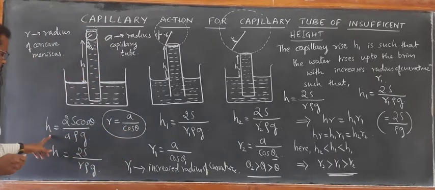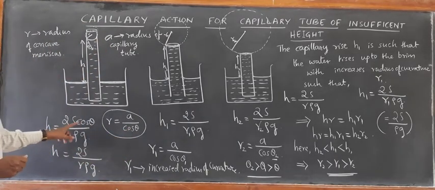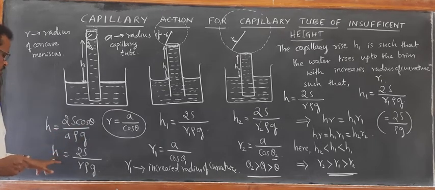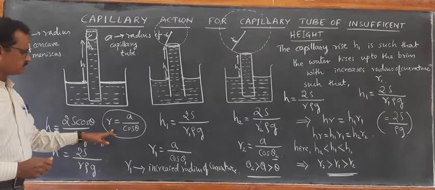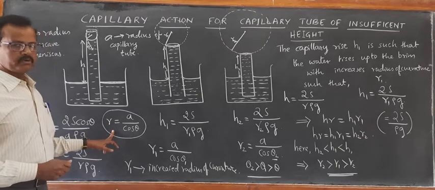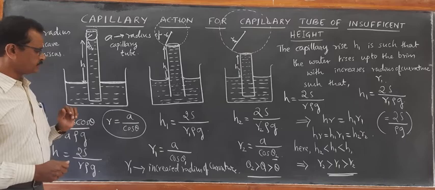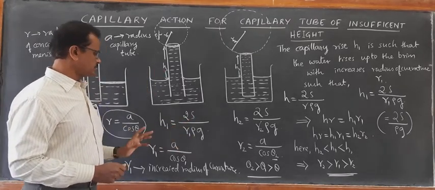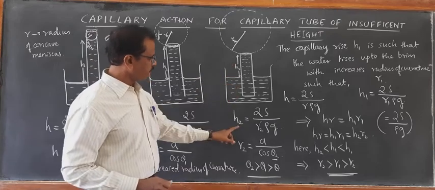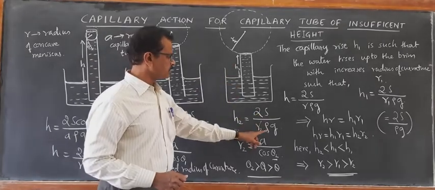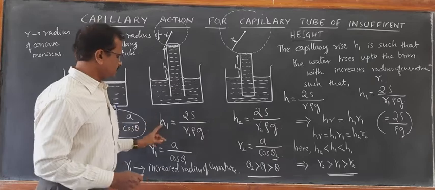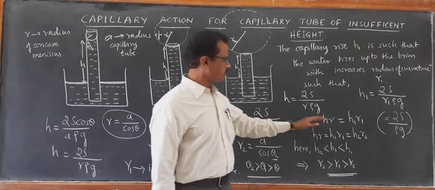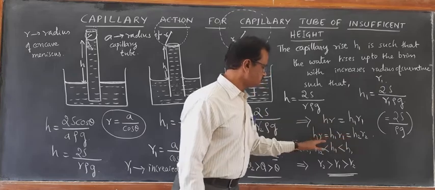So the equation for capillary rise is 2s cos theta upon a rho g. That can also be written as 2s upon r rho g using the equation which we have derived, r equal to a by cos theta. So for insufficient height h1 we get 2s upon r1 rho g. For this still shorter height we get h2 equal to 2s upon r2 rho g, such that h1 r1 is equal to h2 r2, which is also equal to hr.